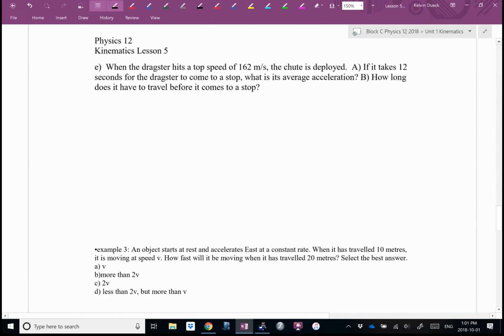Suppose the dragster hits a top speed of 162 and we pull the chute. A, since it's a part A, I'm going to write a little A. If it takes 12 seconds for the dragster to come to a stop, what's its average acceleration? Good stretch, Trev? Excellent. Trevor, what's A asking me to find? What word did I put in front of the word acceleration?